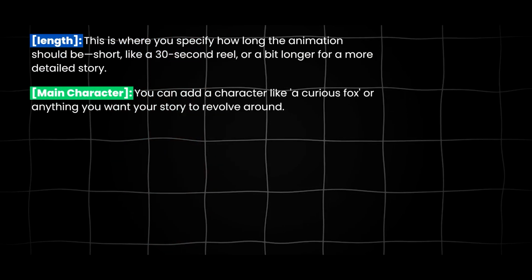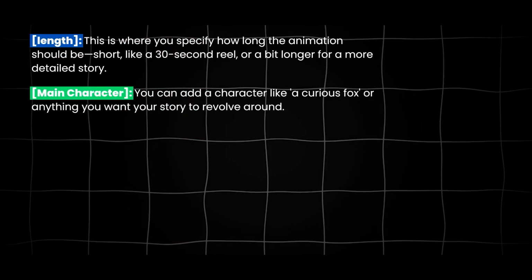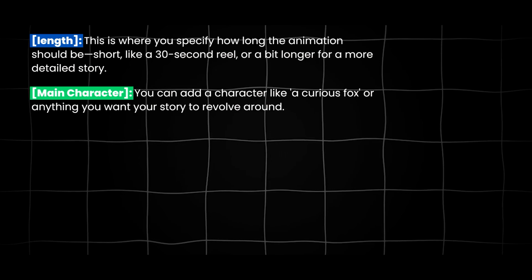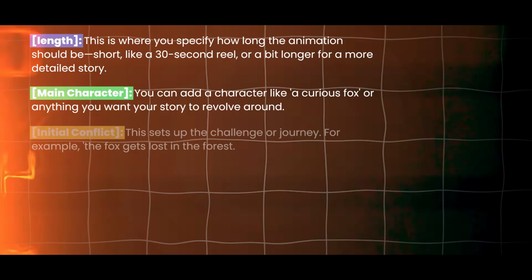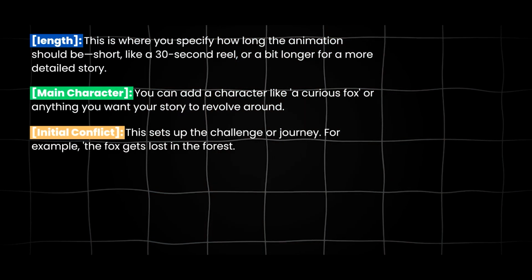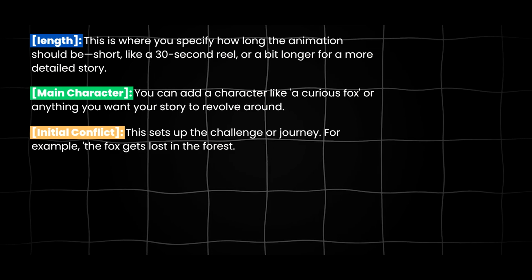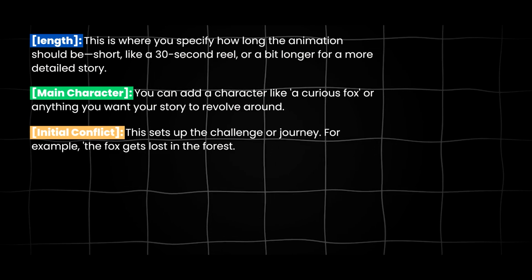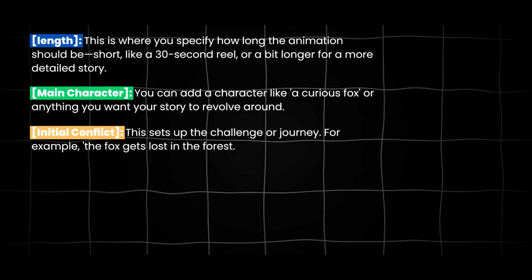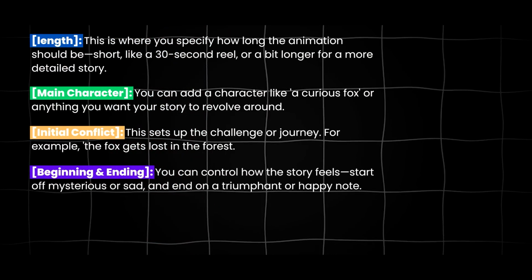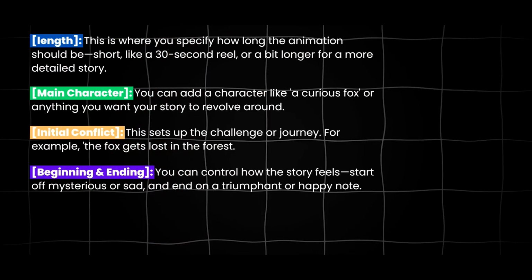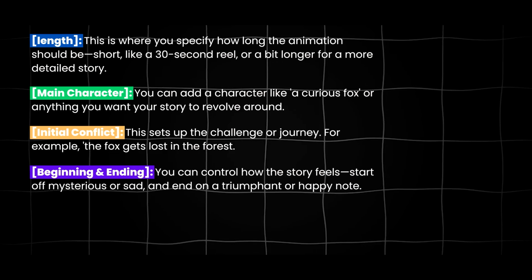Then comes the main character. You can add a character like a fox, cat, superhero, or anything you want your story to revolve around. After that, we have the initial situation or conflict, and this sets up the challenge or journey. For example, the fox gets lost in the forest. Then comes the tone of the beginning and ending, so you can control how the story feels. Start off sad and end happy.